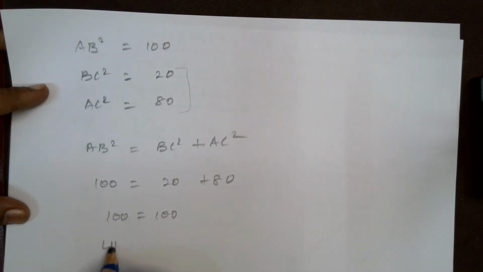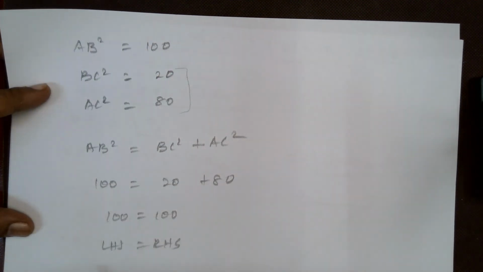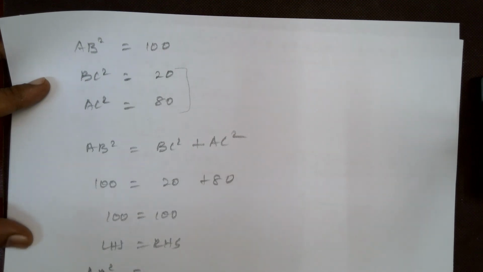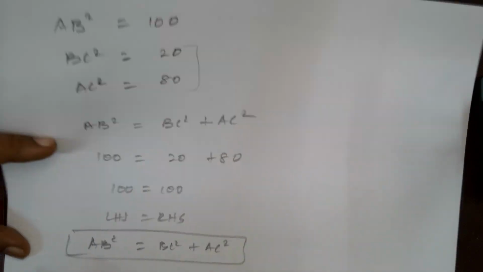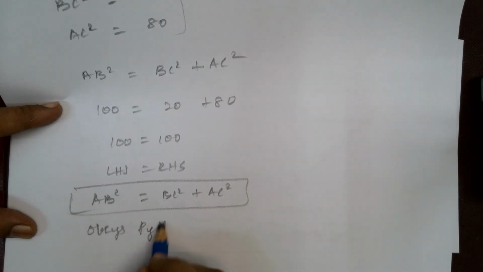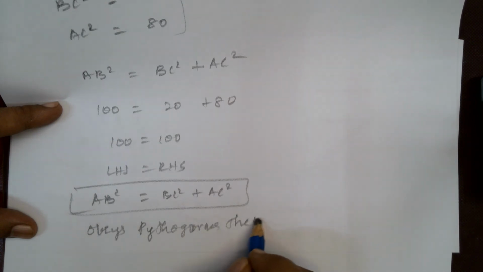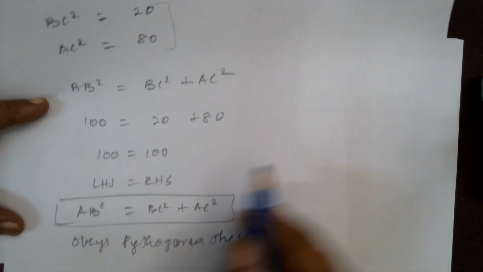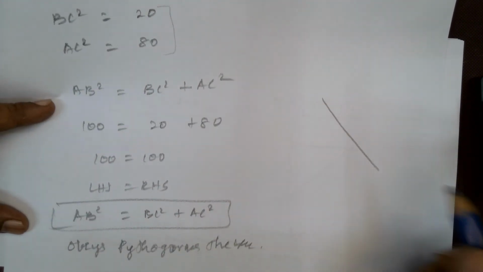It means LHS is equal to RHS. So that now you can show that since AB squared is equal to BC squared plus AC squared, it obeys Pythagoras theorem. Is it not? So it obeys Pythagoras theorem. So it means AB should be the longest one, that is hypotenuse.